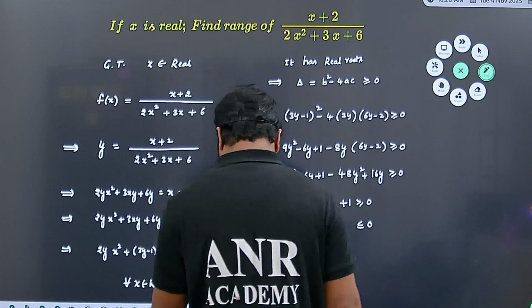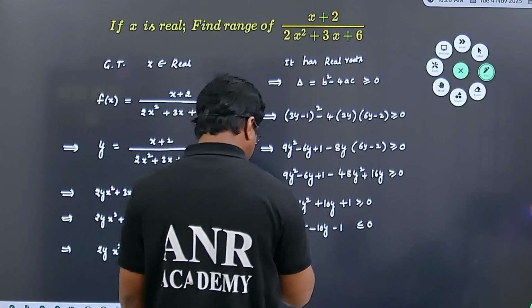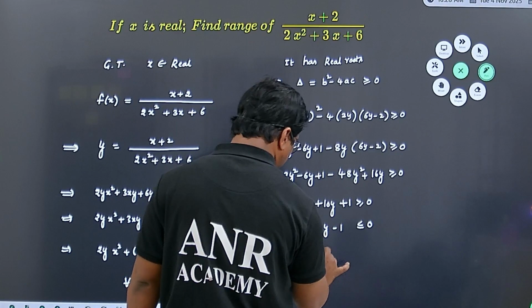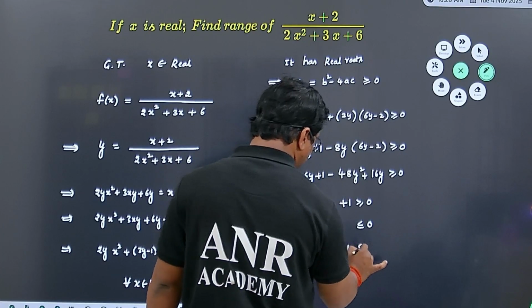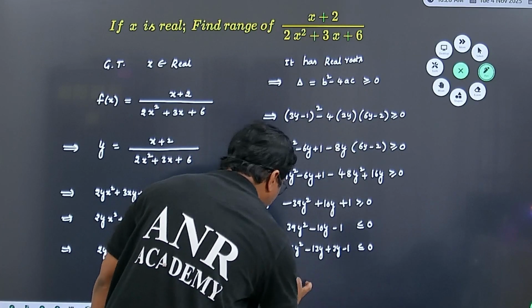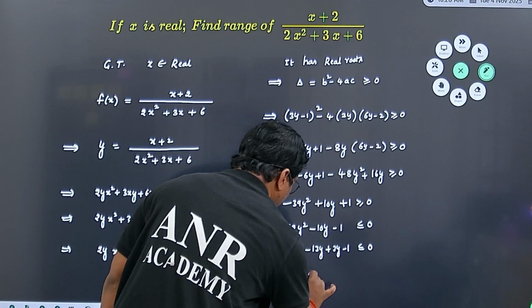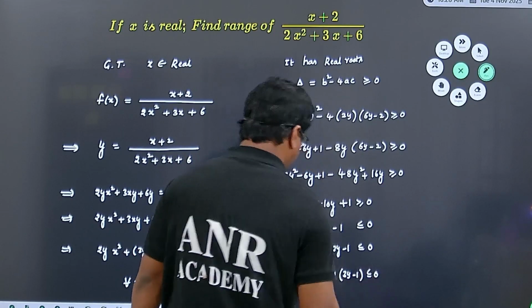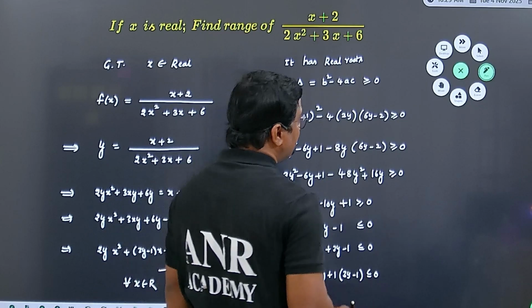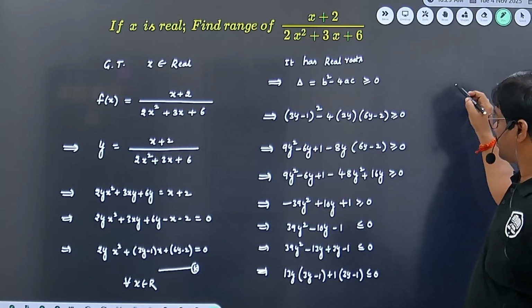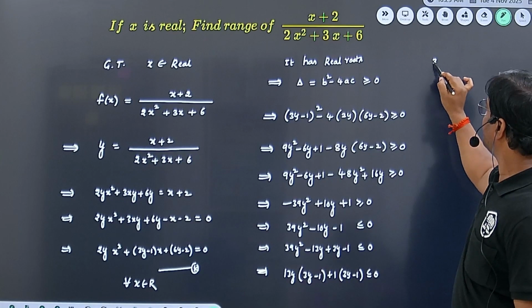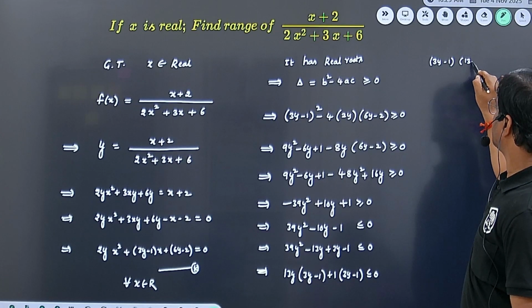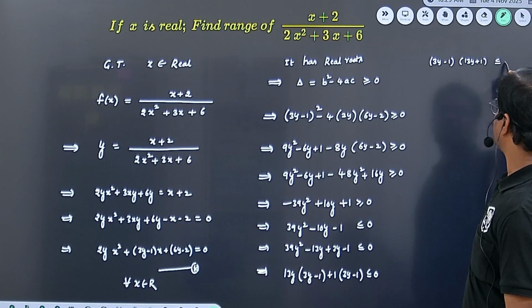Now I am going to factorize this. It can be written as 39y square minus 13y plus 3y minus 1 less than or equal to 0. Here if you take 13y common, (3y minus 1) plus 1 common, (3y minus 1) less than or equal to 0. Yes. In the next step, I can write (3y minus 1), one factor, (13y plus 1), another factor.